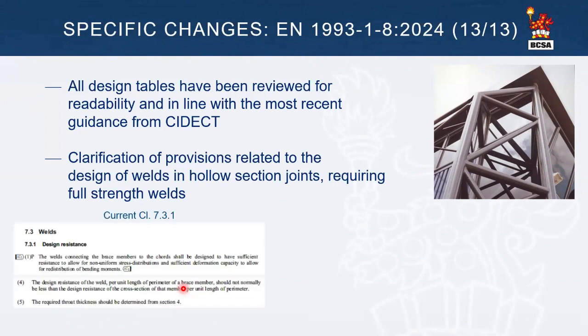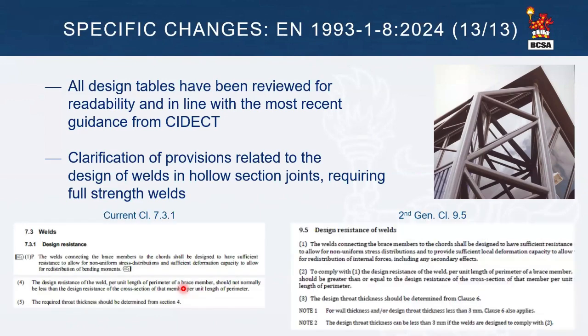Also, and this is a change, the provisions for the design of welds in hollow section joints have been clarified, and you need to ensure, in line with this paragraph 2, that you design full strength welds, that is, a weld designed to transmit the design resistance of the weaker of the parts joint.